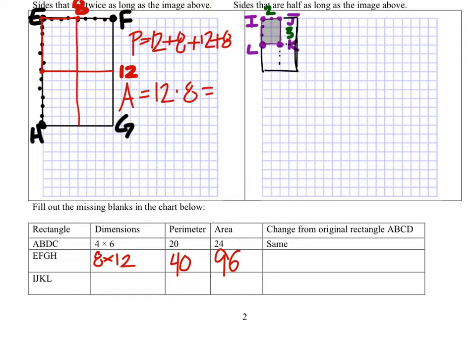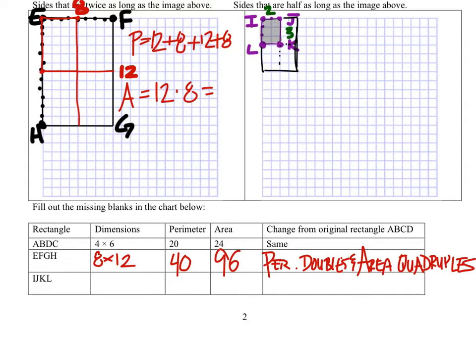Change from the original rectangle ABCD. It's not the same anymore. The perimeter doubles. Yep, so the area doubled on that. I'm sorry, the perimeter doubled and the area quadrupled up in here.